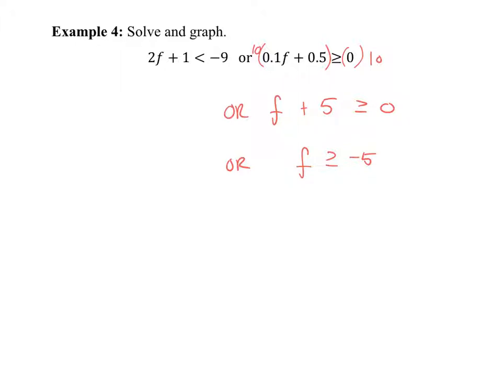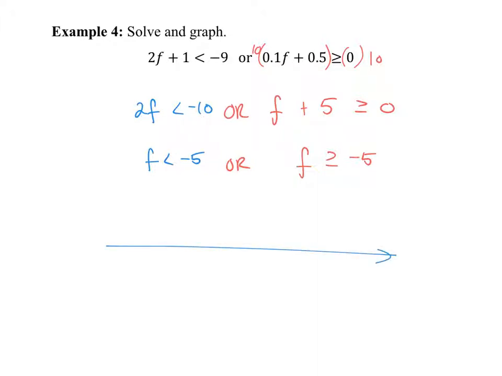Yeah, the one on the left, we're going to move the 1 over. We get 2f less than -10, and then f would be less than -5. So what's the deal here? The solution tells me that f can be less than -5, or it can be greater than or equal to -5. What numbers are less than -5, or greater than or equal to -5? All numbers are. I agree.